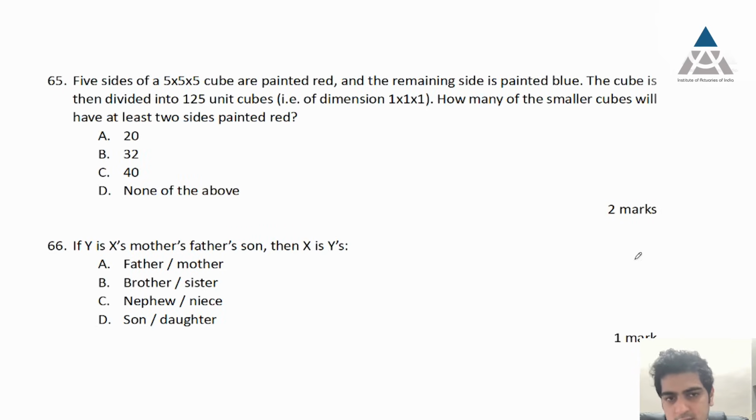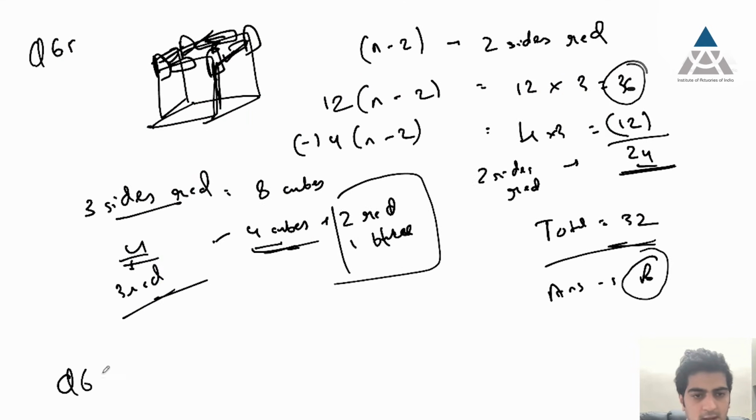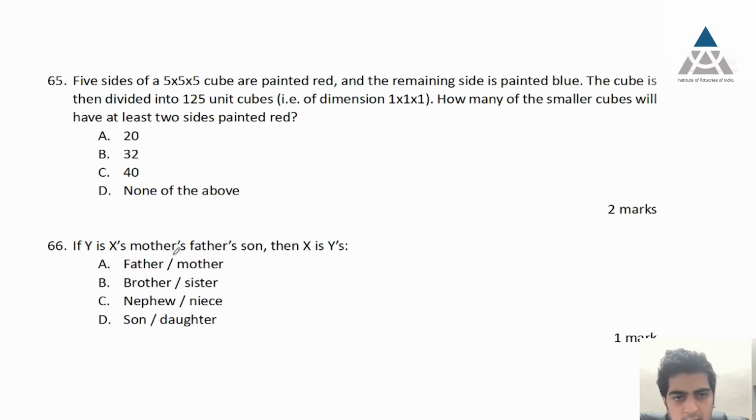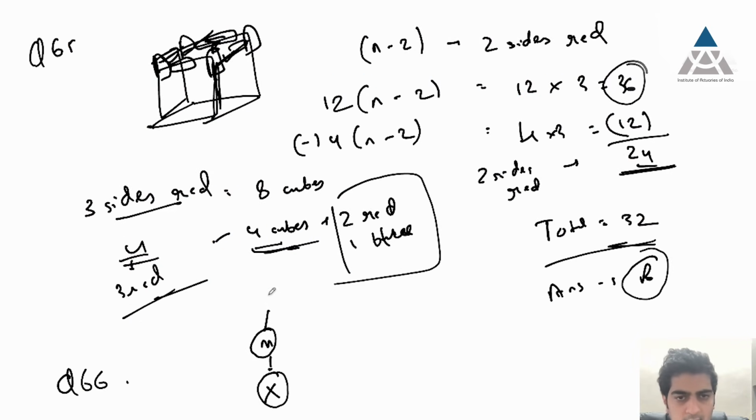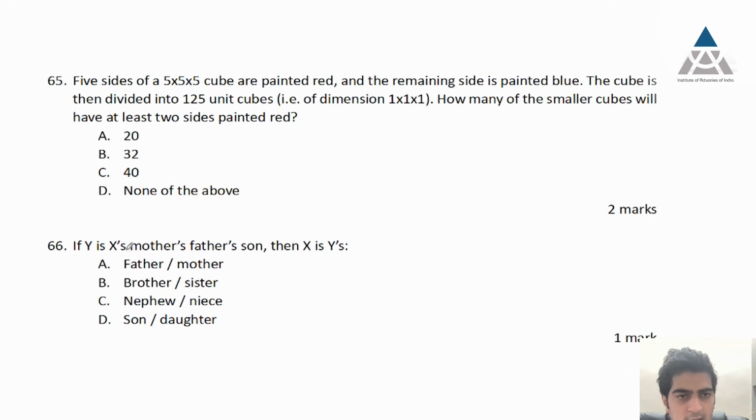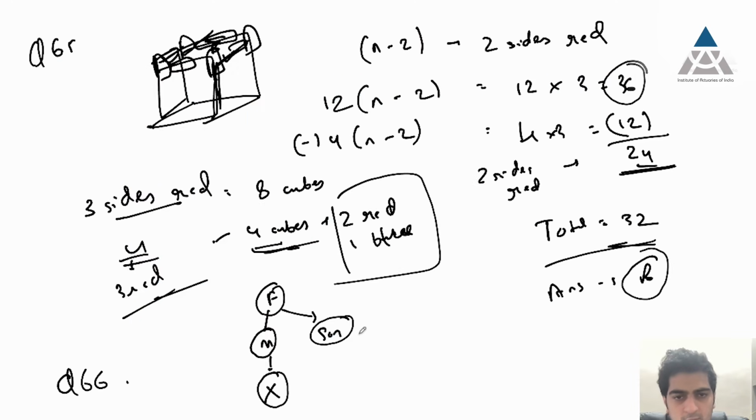And now we move to question 66. So again a family tree question. It says if y is x's mother's father's son, then x is y's what? We can just create a nice family tree. So y is x's mother's father's son. First let's start with x. X obviously has a mother. So x's mother has a father who has a son. And y is x's mother's father's son. So this son is y.